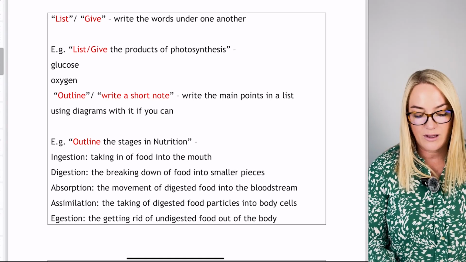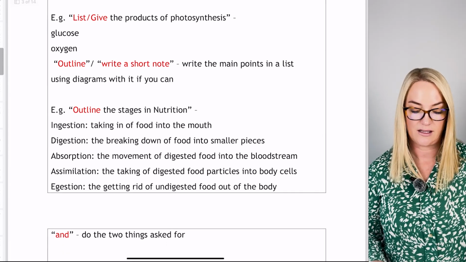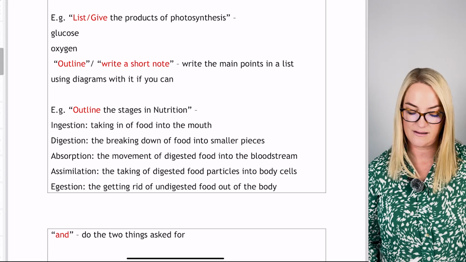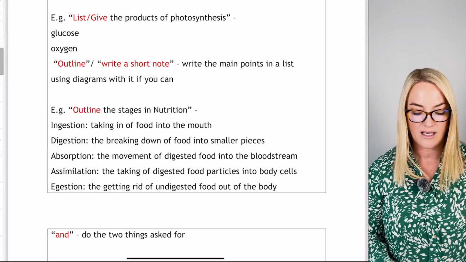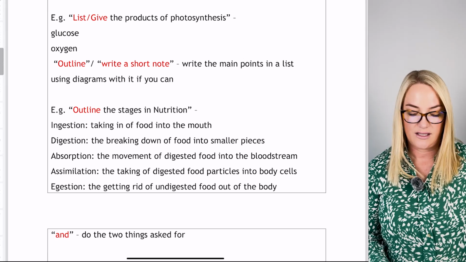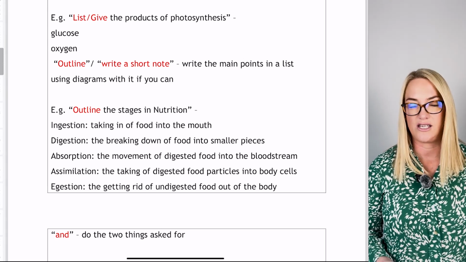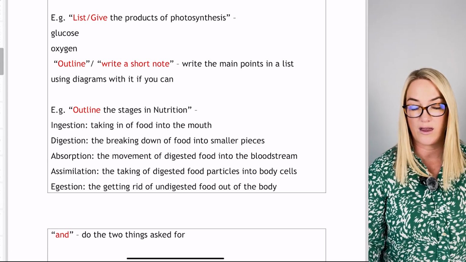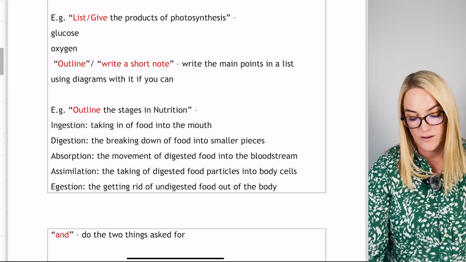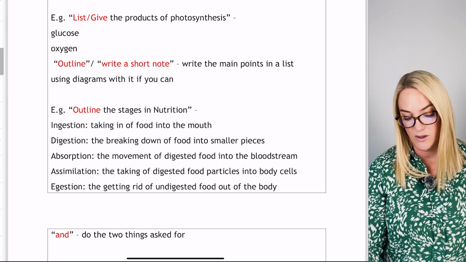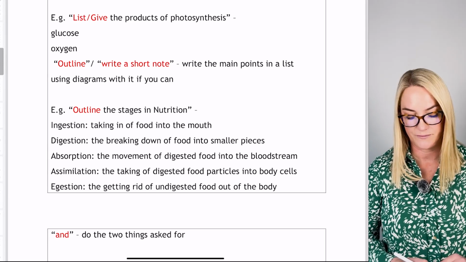So example, outline the stages in nutrition: ingestion, taking the food into your mouth; digestion, breaking the food down into smaller pieces; absorption, the movement of the digested food in the bloodstream; assimilation, the taking of the digested particles into body cells; and then egestion, getting rid of the undigested food out of the body. Now there's 5 points there. So if there was 9 marks, you would have received your 9 marks, but it's a minimum of 9 marks going for outline or write a short note.